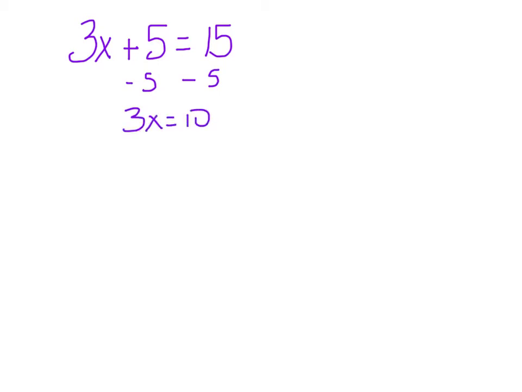Let's go over another kind of example. I'm just going to make a random equation: 3x plus 5 equals 15. Let's solve it. How would you solve this? You would first subtract 5, get 3x equals 10, and then you divide by 3, and your x would be 10/3.